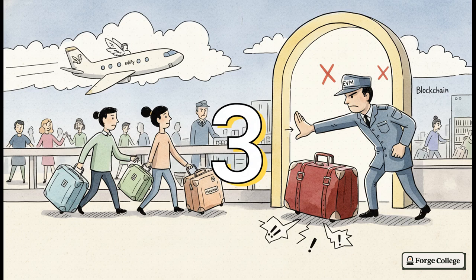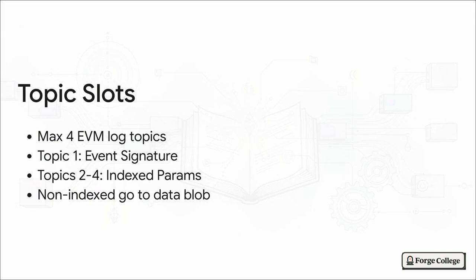It's kind of like the EVM operates as a budget airline with ridiculously strict minimalist luggage limits. If you try to bring a 4th indexed parameter on board, the compiler is going to stop you right at the gate and throw an error. No way around it. So why exactly 3?